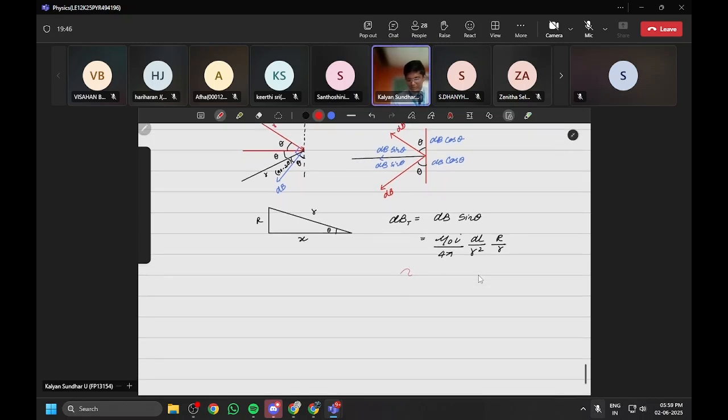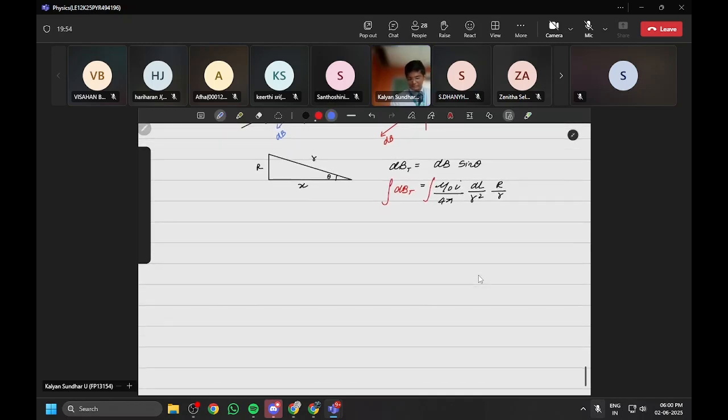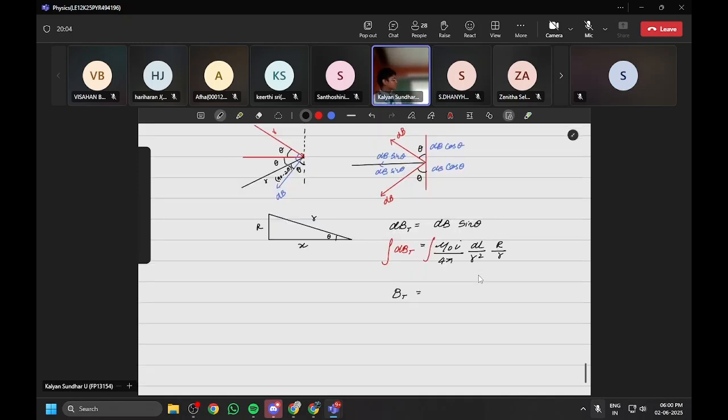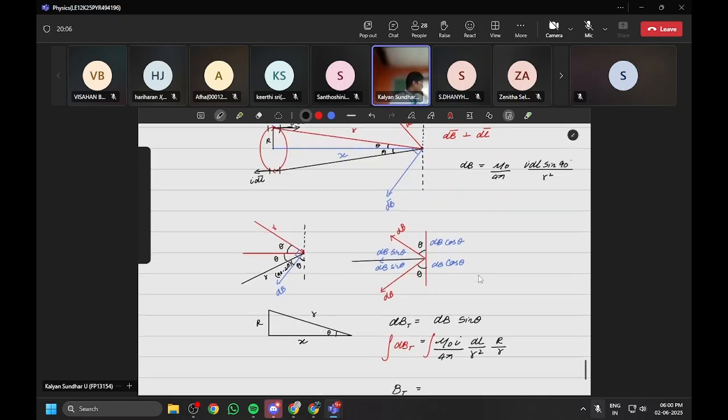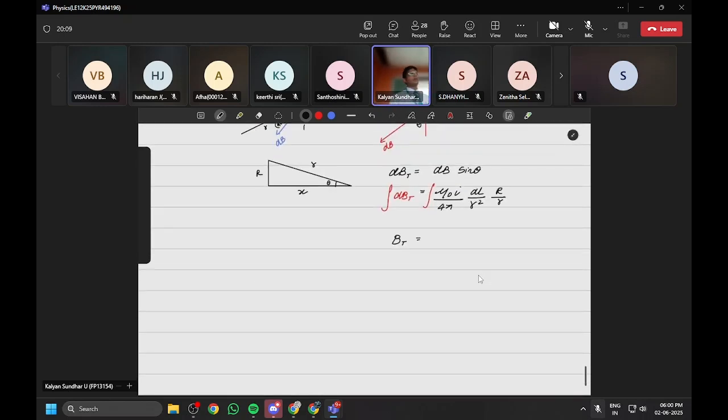So overall, what will we do? We will be integrating it on both the sides. Right. So on the left side it will be BT, the total magnetic field at this point, on the axis at x distance from the center. Who can we take common outside? Mu naught is constant, 4 pi is constant, and I is also constant. Only, for this complete circular loop, we are going to take the length of it, dl.